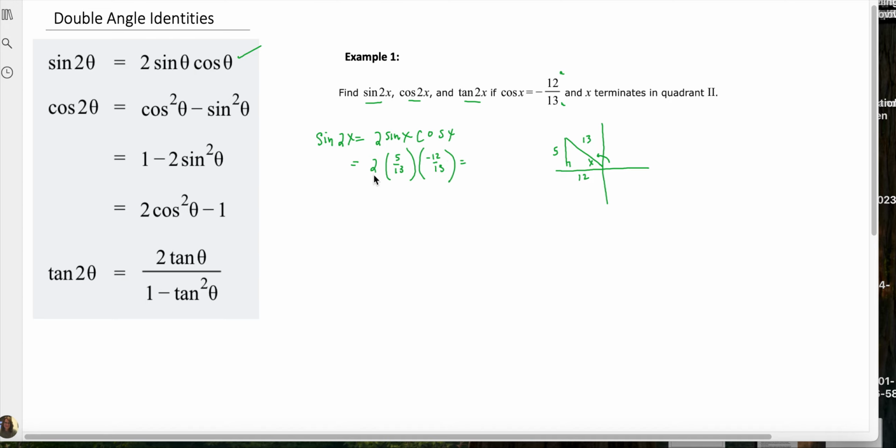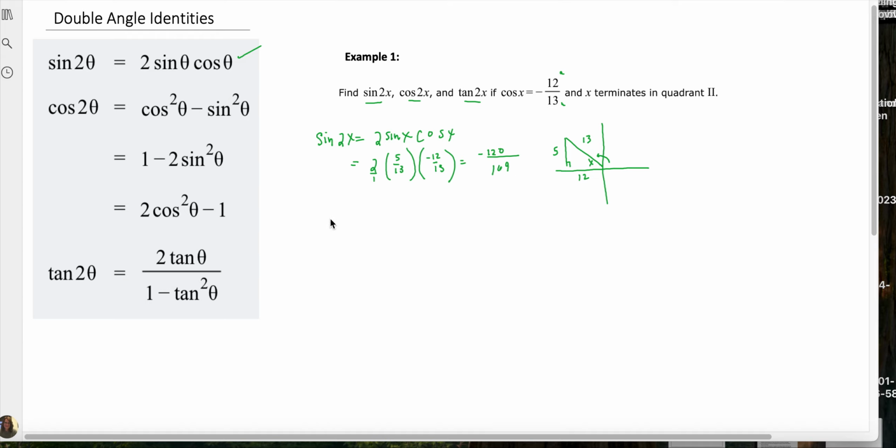So now doing the multiplication, you can think of that as 2 over 1, if that makes it easier. Let's see, when we multiply across, this is going to give us negative 120 over 169.